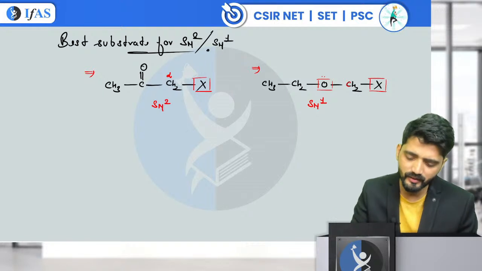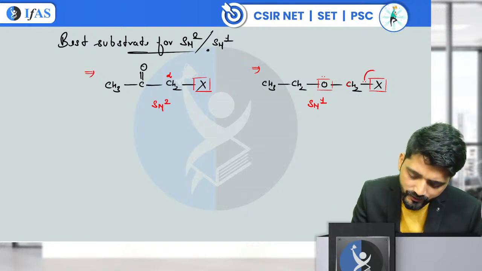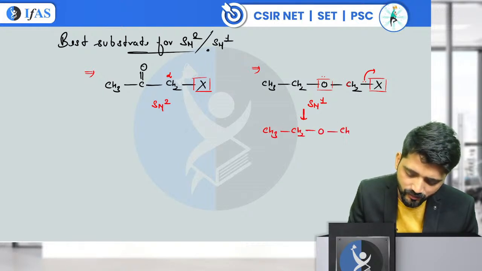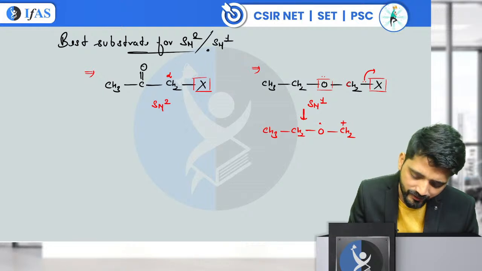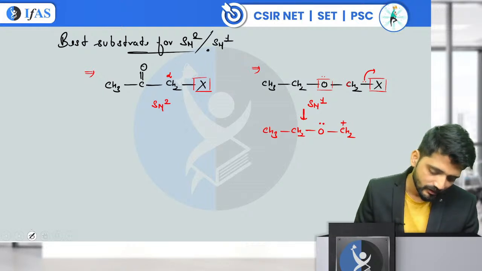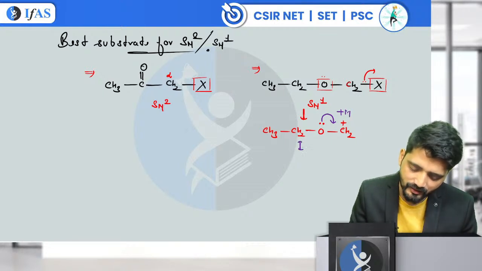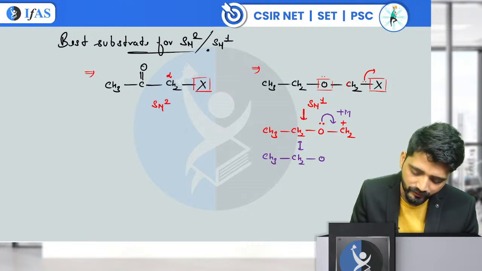Why is alpha alkoxy the best for SN1? Because once the leaving group is eliminated, you generate a carbocation, and this carbocation is stabilized by the plus M effect of the oxygen atom. And the plus M effect is the strongest effect in order to stabilize a carbocation, because it completes the octet of the carbocation.